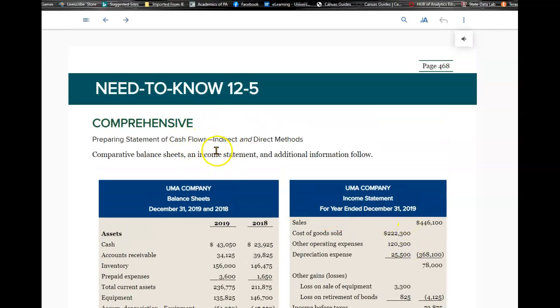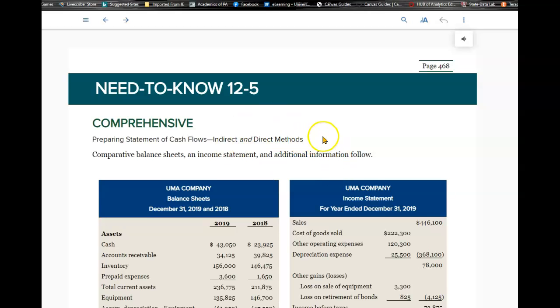They point out that there's the indirect method and the direct method. The indirect method is one that starts with net income and adjusts net income to its cash basis figure. It's not the preferred method. It is allowed in accordance with United States generally accepted accounting principles, but the preferred method is the direct method.